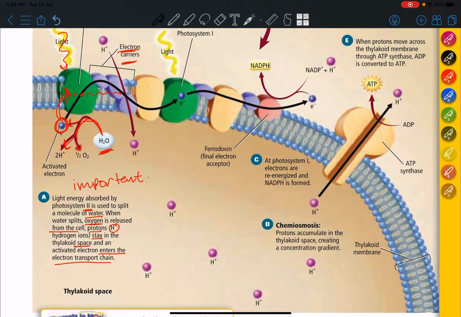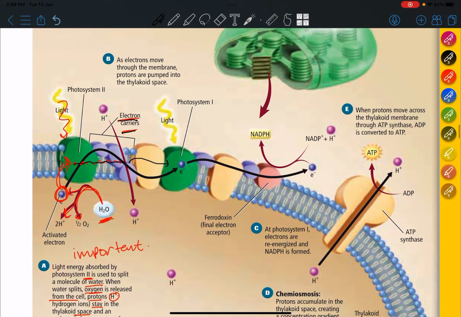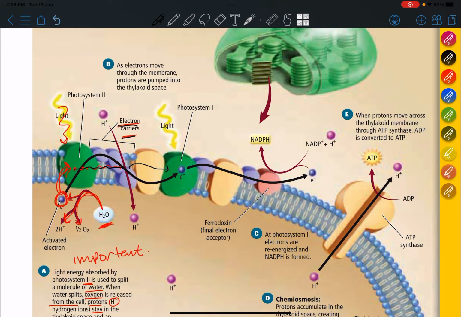Now, the electrons that have left photosystem 2 will be transported to photosystem 1 through the electron carriers, and electron acceptors will be their taxi and take them through. In this process, while the electrons are going through the electron transport chain, this will cause hydrogen ions from outside, from in the stroma, to be pumped inside the thylakoid space. So as the electrons move through the membrane, protons are pumped into the thylakoid space.